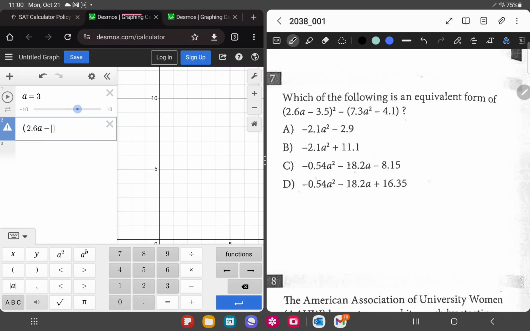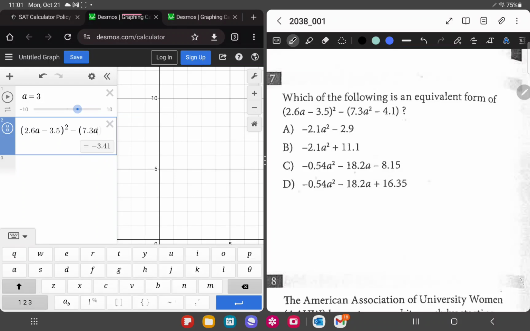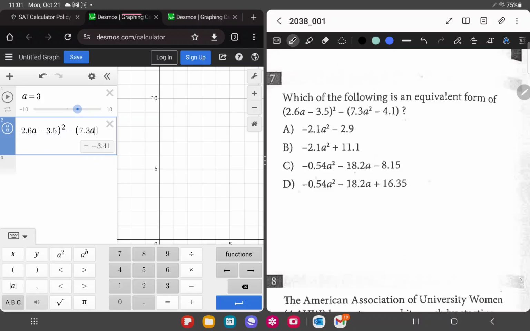So minus 3.5, and yes, 3.5, and then close parentheses, squared, minus parentheses 7.3, and then we're going to go ahead and put A. To what power? The second power, right? Yeah, second power. Minus... I'm going to double check, once I'm done typing everything out, that I didn't make a mistake here. Alright, so that seems correct.